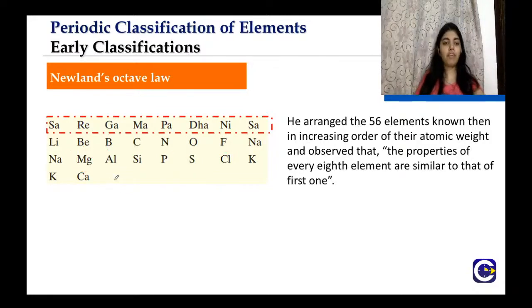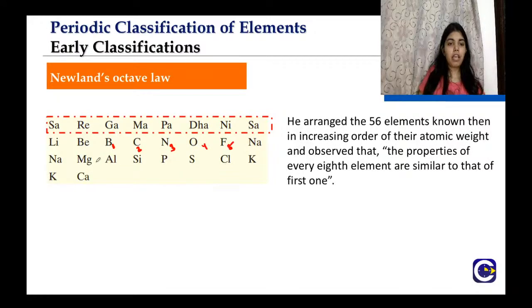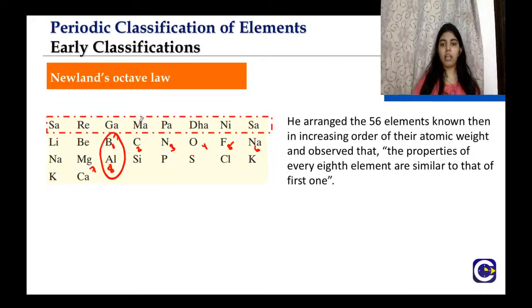For boron, count 1, 2, 3, 4, 5, 6, 7, then 8. So boron and aluminium will have similar properties. This is how he classified the elements on the basis of the octave law. Okay. Is it clear? Is it clear to all?